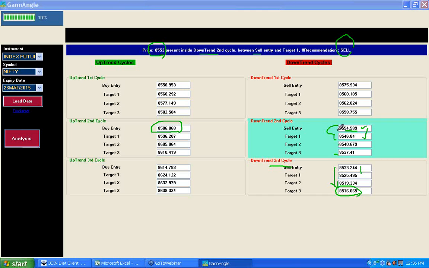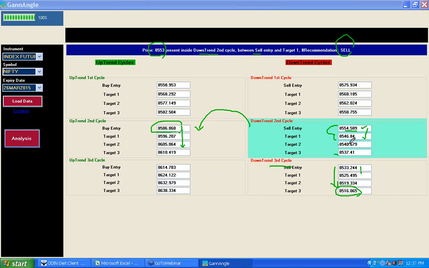Once this trend is going for a complete reversal, then you have to wait for the 8587 level. So here the trend will go for a complete reversal. You have to reverse the trend here. This will be your final stop loss, and you can continue with the higher targets.